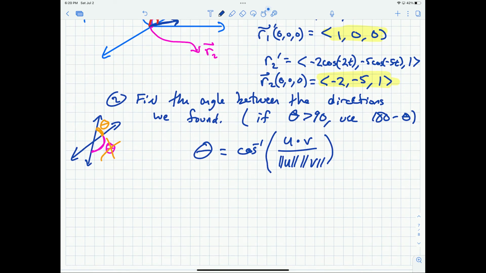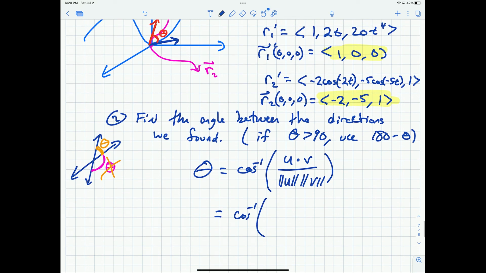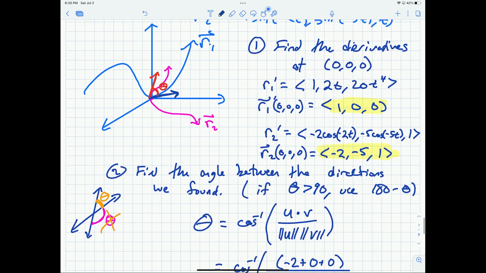So if we do that, we have cosine inverse u dot v. I'm just going to mentally do this because it's easy enough. So we're doing the dot product between these two. I said u dot v, but it's going to be the two highlighted vectors. So 1 times -2 is -2. And then 0 times -5 is 0. And then 0 times 1 is 0. And I don't know why there's a comma there, but it should have been plus 0 plus 0. All right, so there's the dot product.